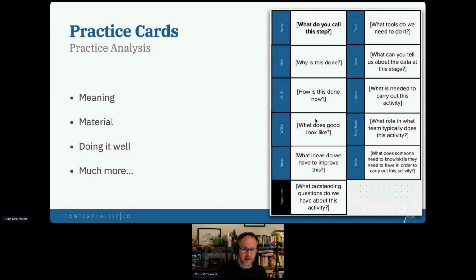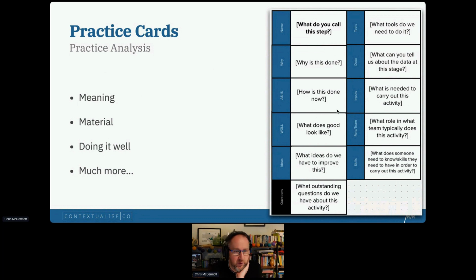This is a quite elaborate practice card. I should have an animation in this slide, which lets me show you two levels to them. But crucially, what we have in a practice card is meaning and purpose. Why do we carry out this practice? Materials. What are the things we use to do the practice? And what does doing it well look like?